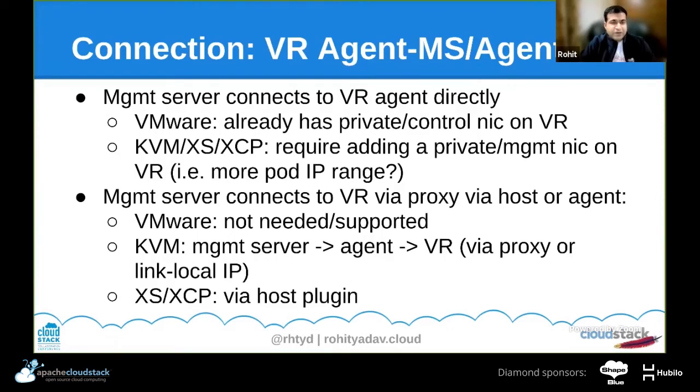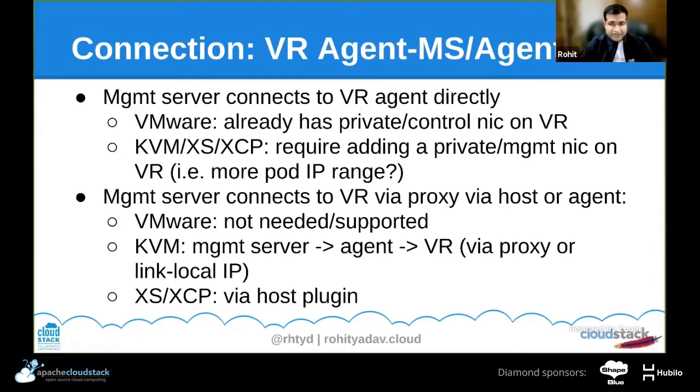However, if somehow all the hypervisors can be moved to a standard, which is that all hypervisors will require a private or management NIC on the VR, then we don't need to explore those hacks. However, the trade-off is that XenServer and KVM environments, like users, will have to add some kind of a pod IP range, some kind of an IP range, which is used to allocate that control network on the VR. Otherwise, we can explore the demos that I've shown today, which is that the management server can talk to the VR via proxy or directly.